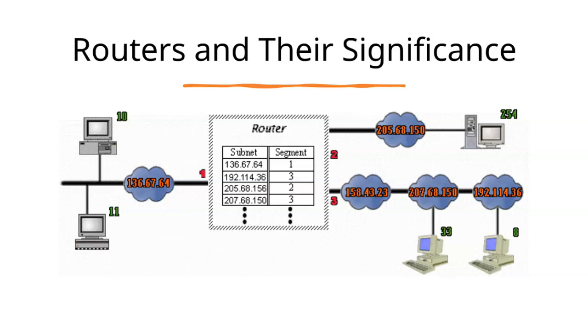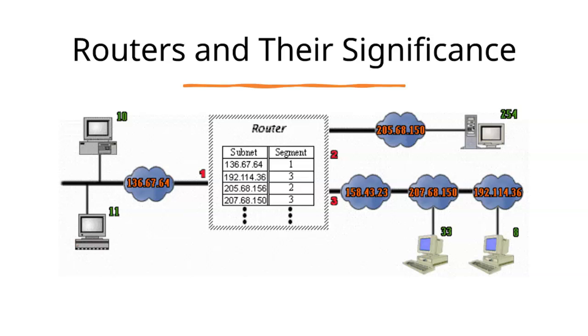1. Receiving packets. When a data packet arrives at a router, the router examines the packet's destination IP address. 2. Routing table lookup. The router consults its routing table, which contains information about network destinations and the paths to reach them. Each entry in the routing table includes: destination network, the IP address range of the network.